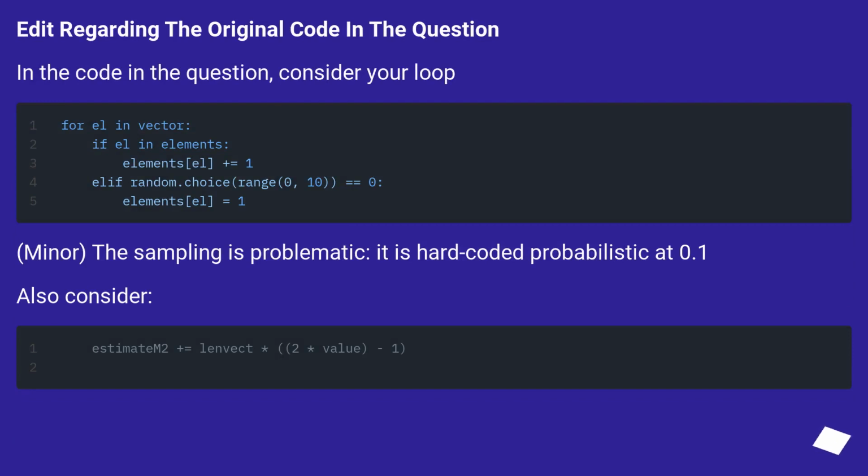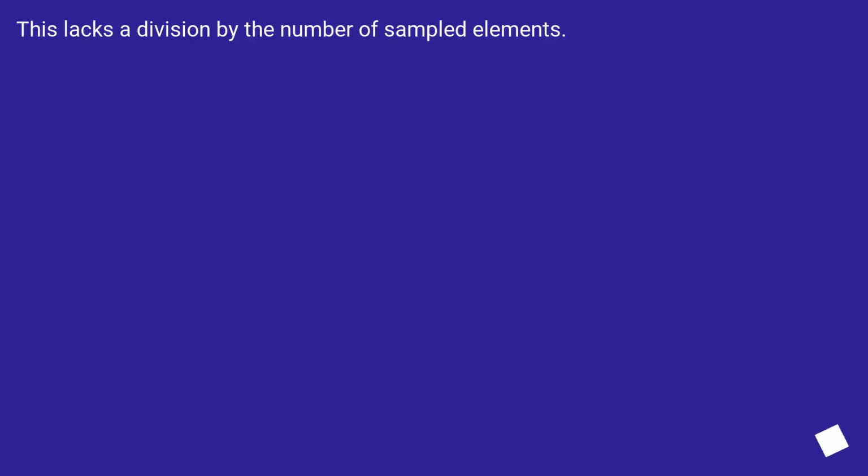Edit regarding the original code in the question. In the code in the question, consider your loop. Minor, the sampling is problematic, it is hard-coded probabilistic at 0.1. Also consider this. This lacks a division by the number of sampled elements.